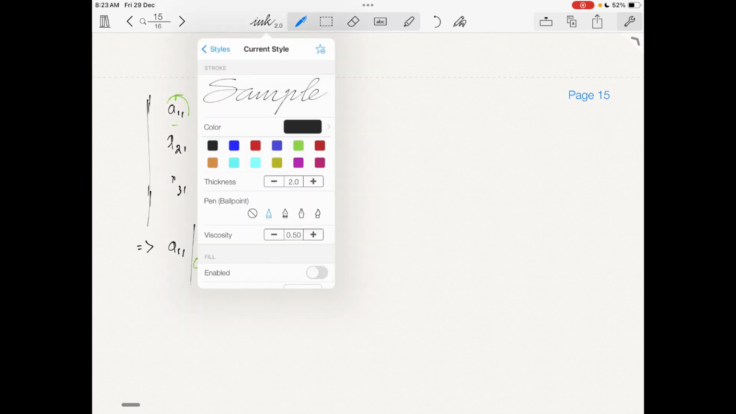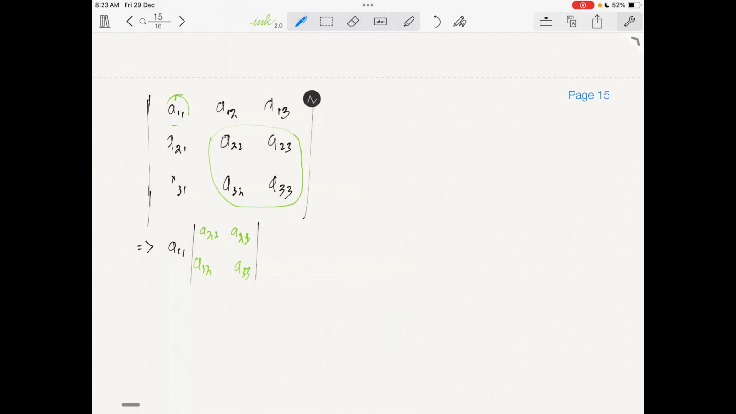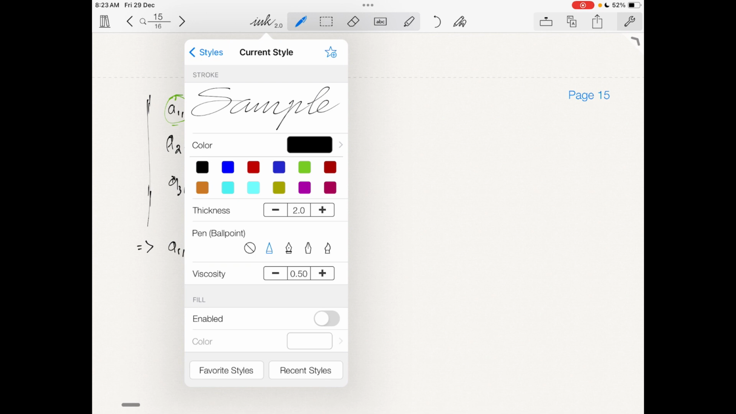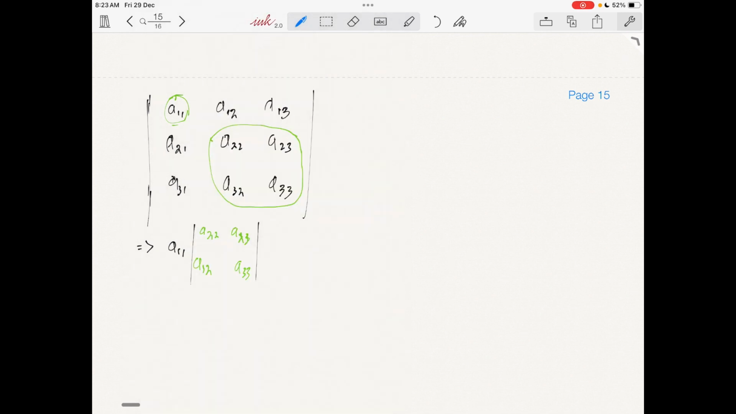Okay, let's consider A12. If we look at A12, we tag the horizontal, and we also tag the vertical. What will we be left with? We'll be left with 1, 2, 3, 4. Those are the 4 elements that will enter into the 2 by 2 matrix.